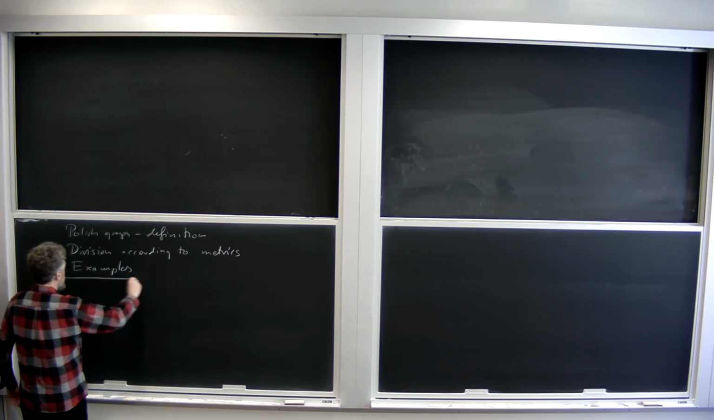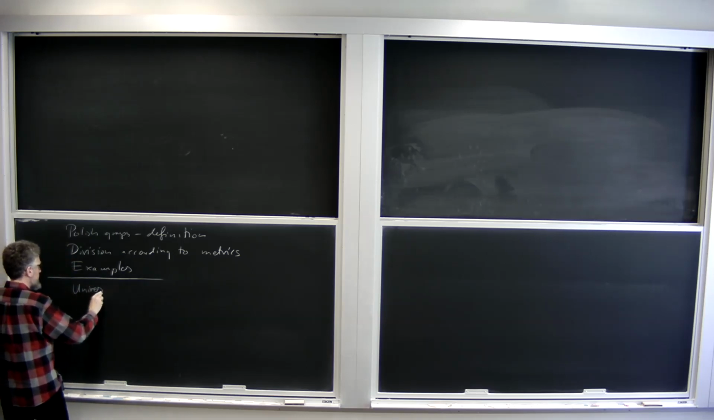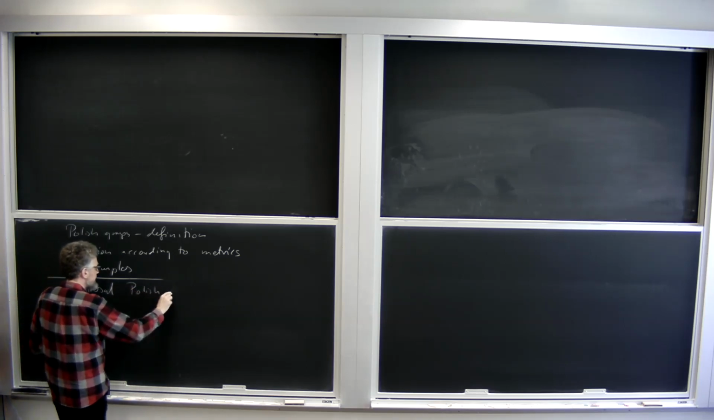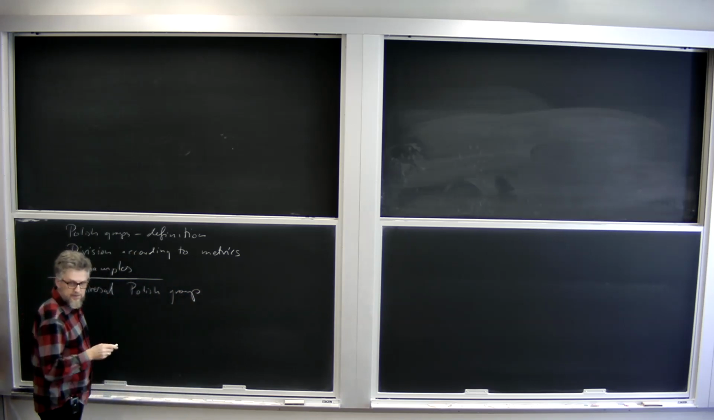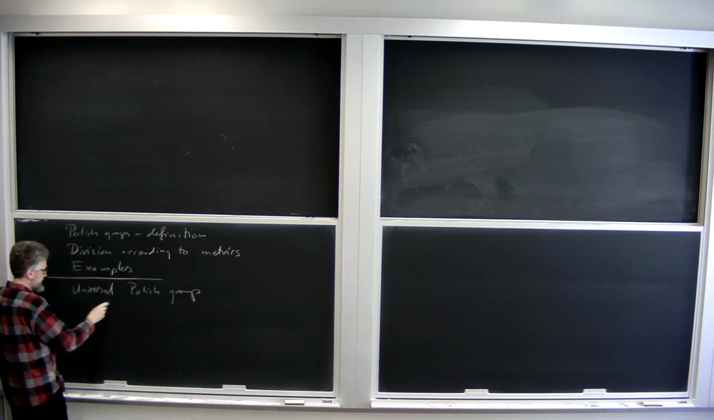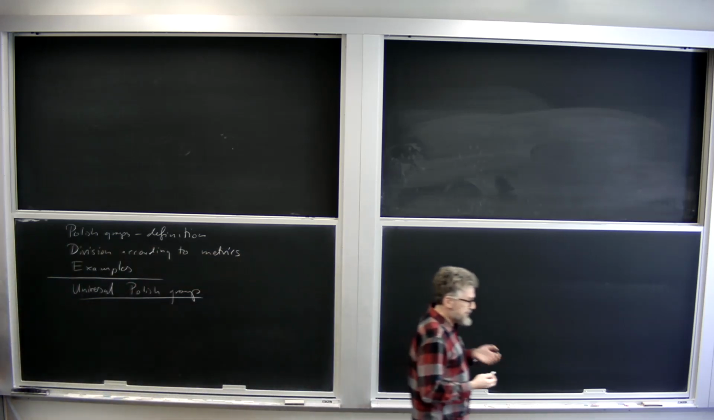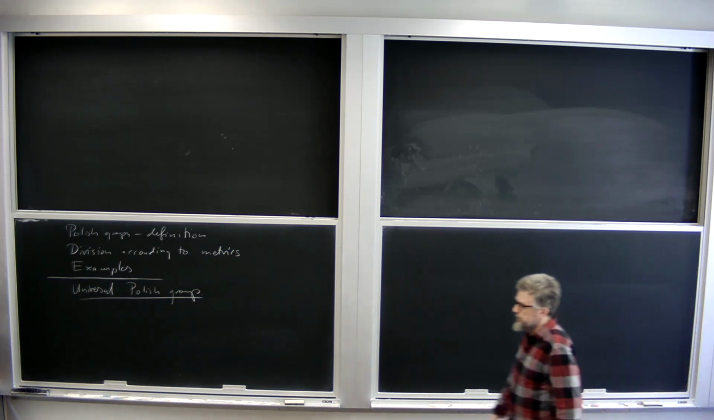Okay, so today I want to talk about an example of a universal Polish group. It's not unique, but it's a Polish group with the property that every Polish group is a closed subgroup of that single one. So this is a result of Uspenskij.